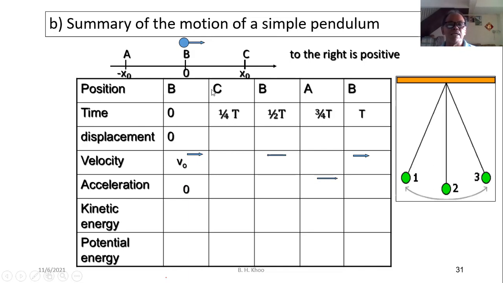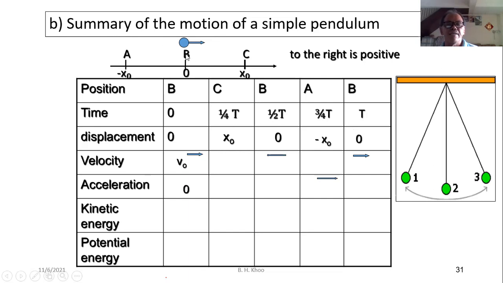So in terms of displacement, if it's at B, it is 0. If at C, it's x0. If it's returned to B again, it is 0 again. If we return to A, it's minus x0. We take to the right as positive, so to the left as negative. Then return to B is 0 again.